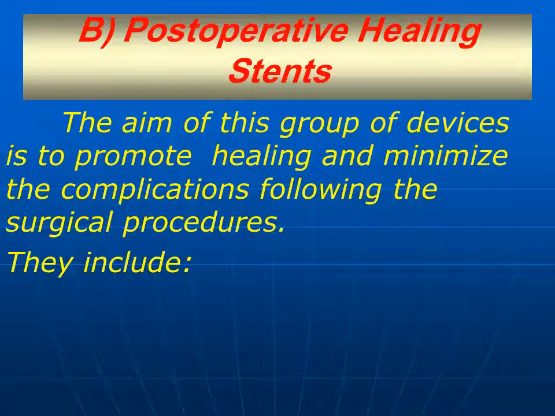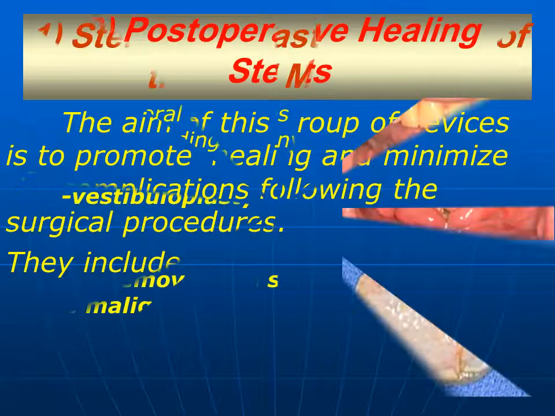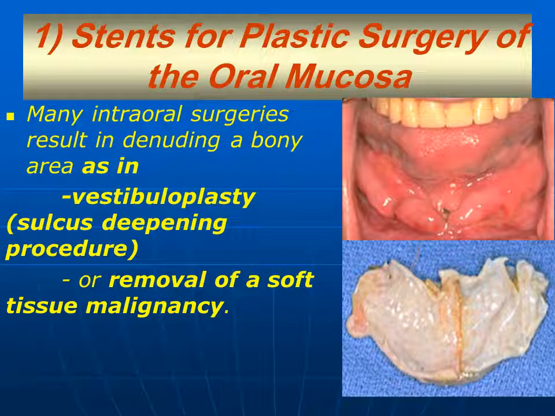The second group of stents, we call it post-operative healing stents. The aim of this group of devices is to promote healing and minimize the complications following the surgical procedures. They include: the first type is the stents used for plastic surgery of the oral mucosa.